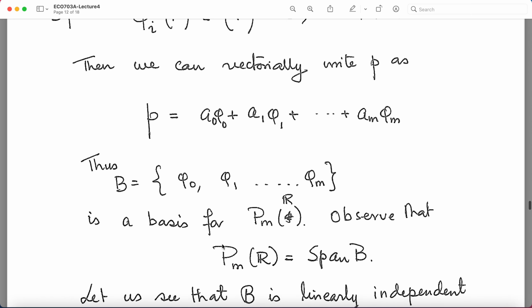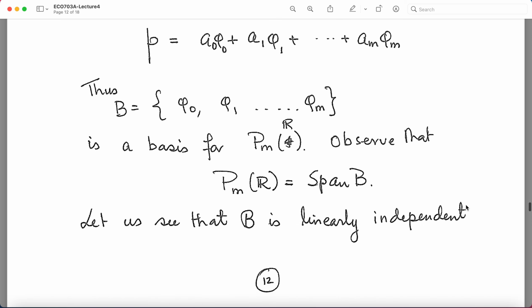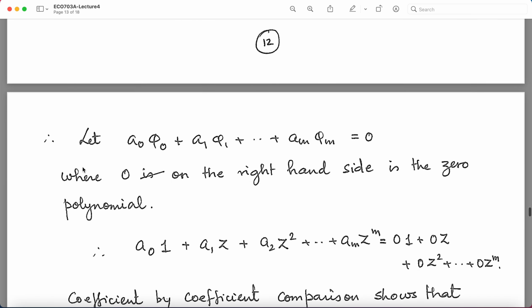So, if you look at it, what does it mean? This is true for any p I take in P_m(R). So, P_m(R) is in the span of B. Now, is B forming a linearly independent set of vectors in P_m(R)? That is the question, and that is what we now investigate. So, let us look at this expression: a0 phi_0 plus a1 phi_1 plus a_m phi_m equal to 0. It does everything give me 0.